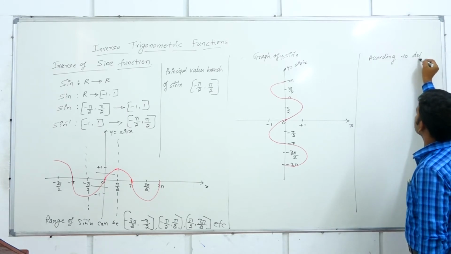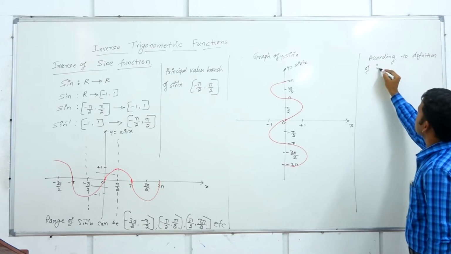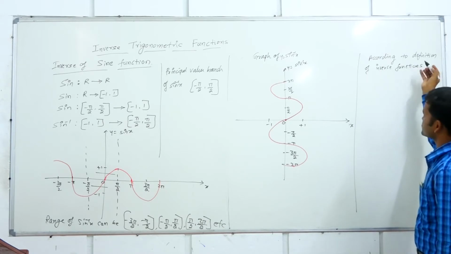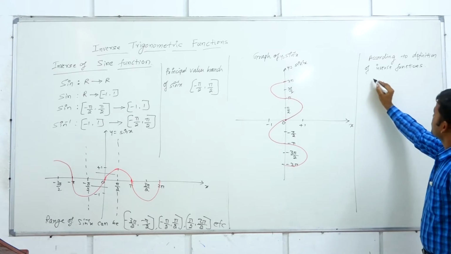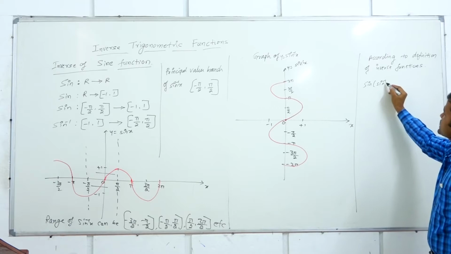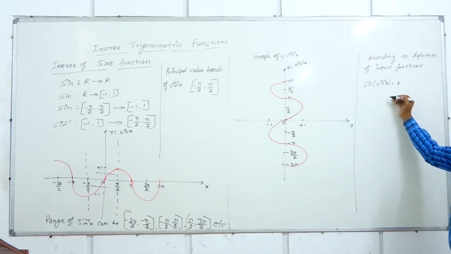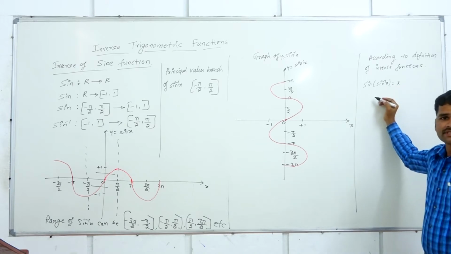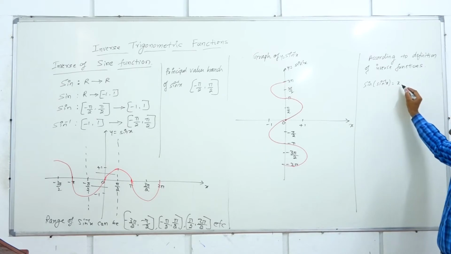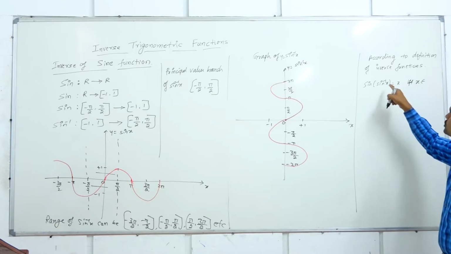According to the definition of inverse functions, we can write sine inverse of sine x is equal to x. This is like the f circle g and g circle f concept. G was inverse of f. Here sine inverse is inverse of sine. Sine inverse of x is equal to x if and only if x belongs to the domain of sine inverse.